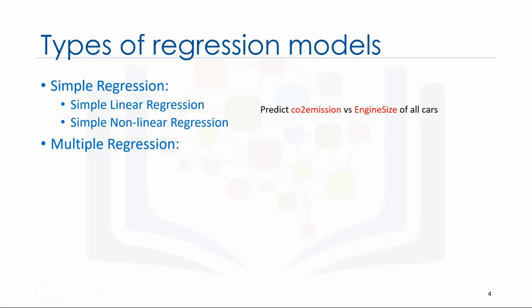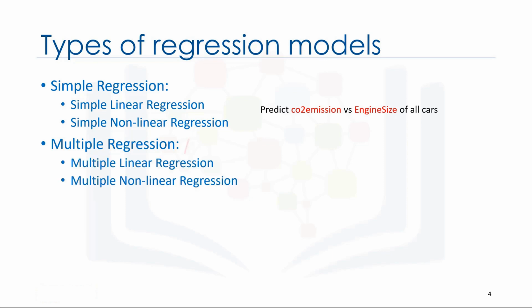Linearity of regression is based on the nature of relationship between independent and dependent variables. When more than one independent variable is present, the process is called multiple linear regression. For example, predicting CO2 emission using engine size and the number of cylinders in any given car. Again, depending on the relation between dependent and independent variables, it can be either linear or nonlinear regression.